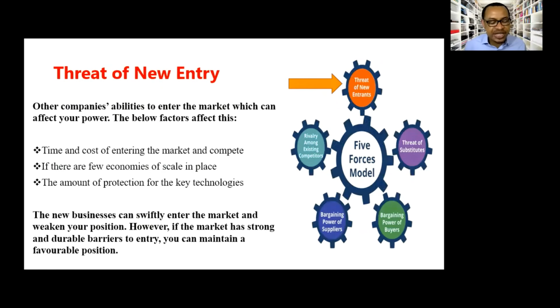If there is high protection for those key technologies used for production or for competing in this industry, it means the entry barrier is high. But if there is no protection available, or if the protection available is not substantial enough, then it can attract new entrants to the market. In that case, new businesses can enter the market and weaken your position. However, if the market has strong and durable barriers to entry, you can then maintain a favorable position.